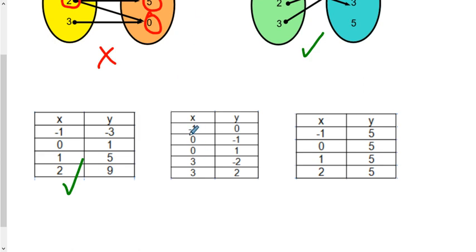My next one, unfortunately, doesn't have that. 0 as an input could have two different outputs, and 3 as an input could have two different outputs, so this one is not a function. And my third one, all of my inputs have a single output. It happens to be the same one, but I don't have any situations where a single input has two different outputs, so this one does count as a function.